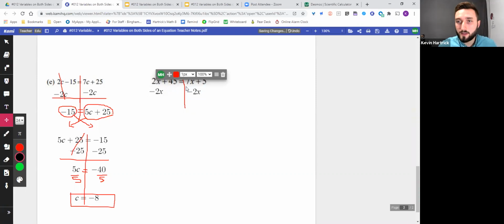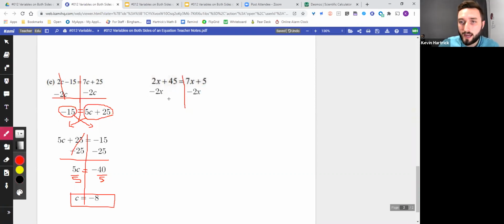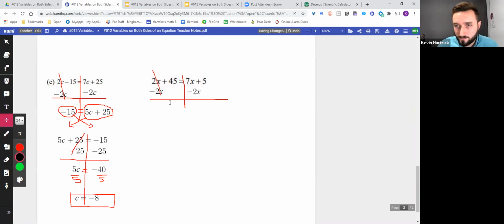Okay, so I'm going to subtract 2x from both sides. I'm lining everything up. My variable terms are under my variable terms when I'm subtracting. Make sure you're lining things up correctly. All I have left over here is my 45, and an equal sign. Over here I have 7x's, take away 2x's, that gives me 5x's, and then I still have my plus 5.